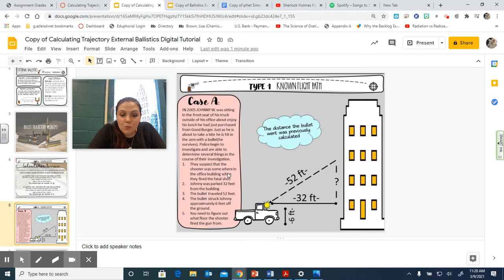They suspect the shooter was somewhere in the office building when they fired the shot, even though he really survived. Johnny was parked 32 feet away, so he's sitting in his car, 32 feet away from the building. They think the shooter came from somewhere in the building. The bullet traveled 52 feet. The bullet struck Johnny approximately 6 feet off the ground. So he's 6 feet up. You need to figure out what floor the shooter fired from. The importance of his height here is that when you figure out how high the shooter was, you're going to have to subtract off that 6 feet because he's technically 6 feet off the ground.